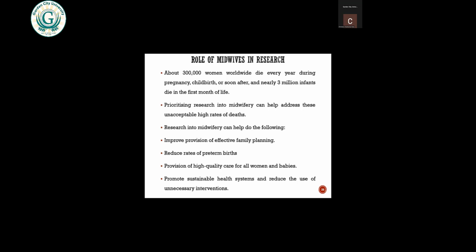I am sure even in your facilities, you have noticed that there are some interventions that are not important, that should not be done. It just complicates things. The only way you can help change that policy or that protocol is by research. And that is your role as a midwife, to conduct those research.